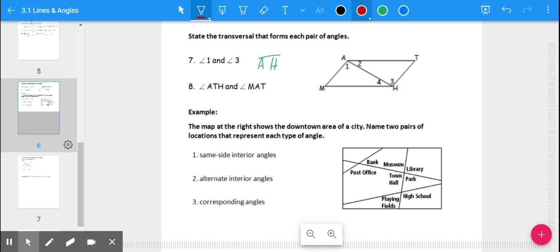How about number 8, angles ATH, so that's this one right here, and angle MAT, so that's this whole thing right here. Now, for a transversal, you want to look for whatever line is in common, and really the only line that's in common is line AT. So we want to imagine the 2 lines we're focusing on here that are being cut by that transversal are right there, and I'm just extending them to see the visual. The line AT would have to be the transversal, even though it's not right down the middle of this diagram. That's the transversal.